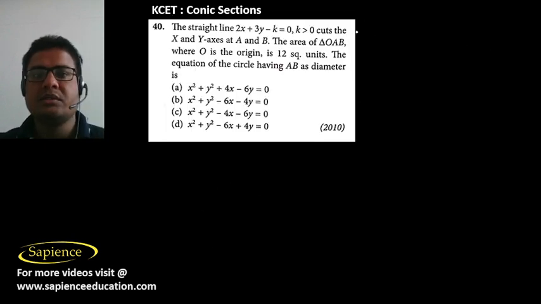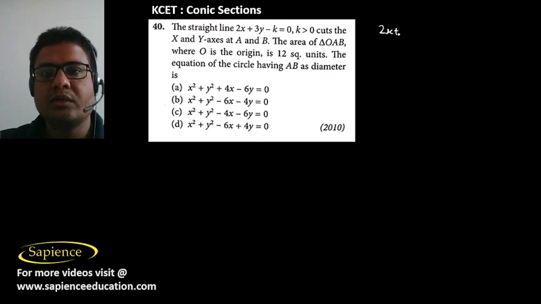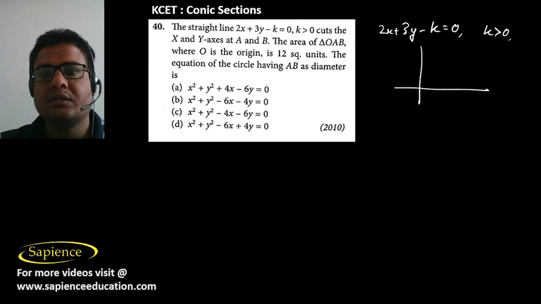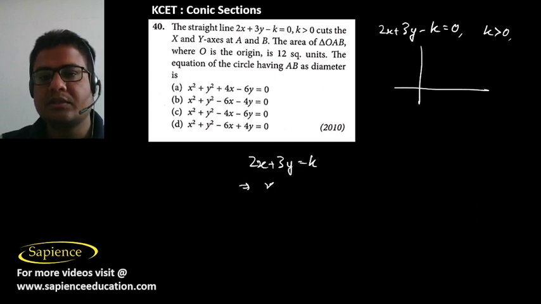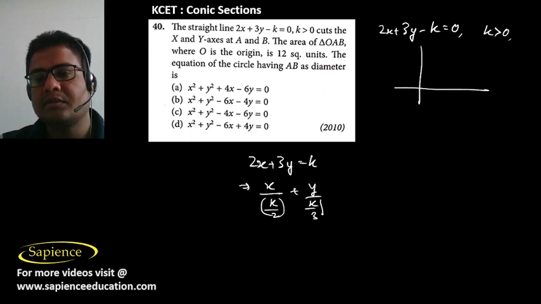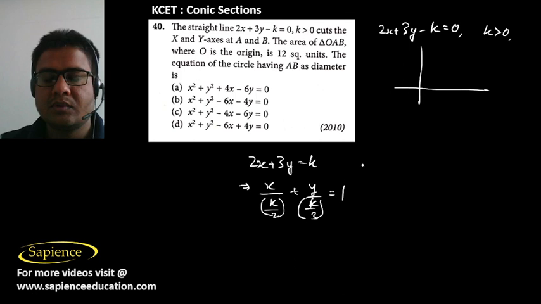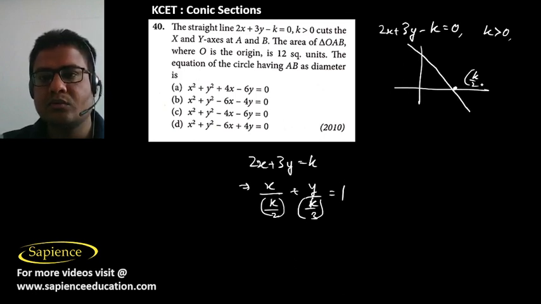Then in question number 40 it is told the straight line 2x plus 3y minus k equal to 0, where k greater than 0, cuts the x and y axis at A and B. First we have to write it in the intercept form. We can write it as 2x plus 3y equal to k. Then x by (k by 2) plus y by (k by 3) equal to 1. So this line will intersect the x-axis at the point (k by 2, 0) and the y-axis at the point (0, k by 3).